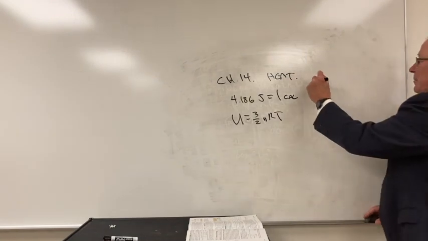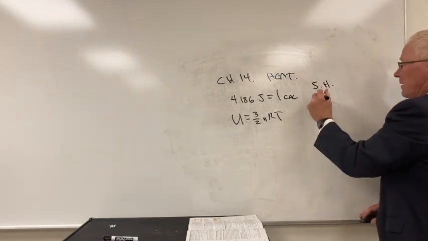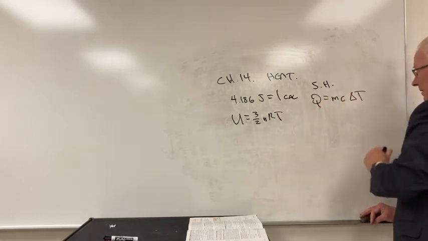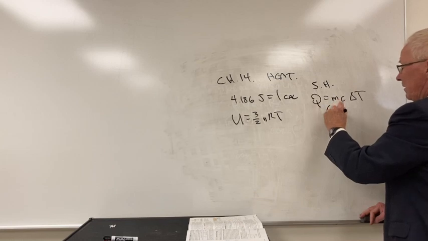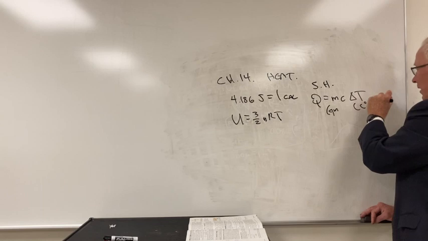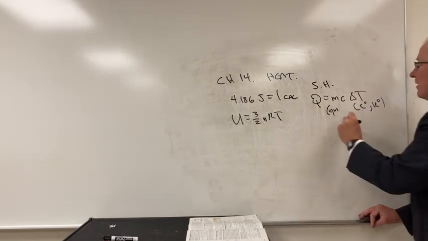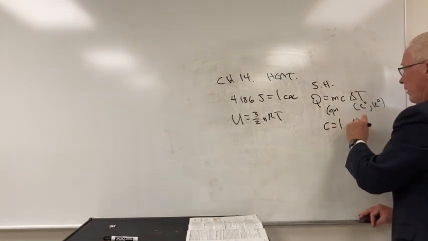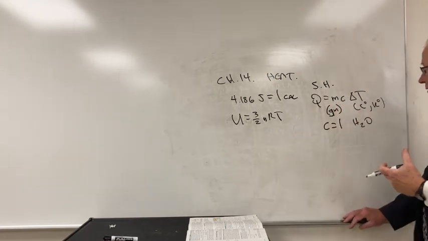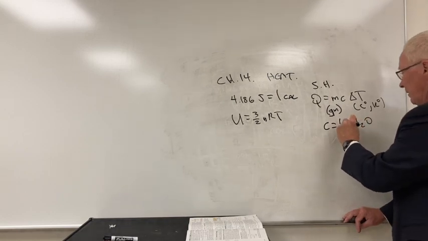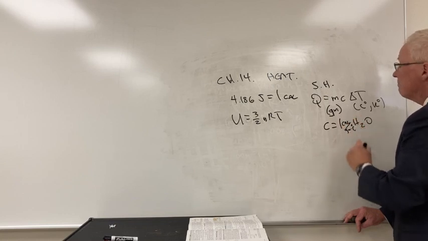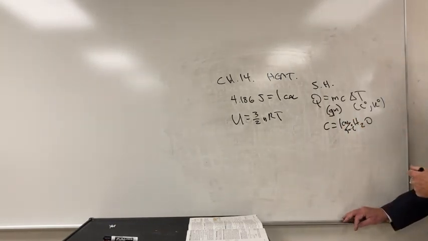So we talk about specific heat. All right, again, Q is mc delta T, where m is in grams. This is either degrees Celsius or degrees Kelvin, because change in temperature makes no difference. And C is 1 for H2O. All right, so this is in calories per gram degree Celsius. So C is 1 for that.